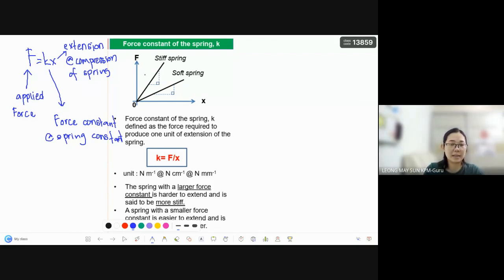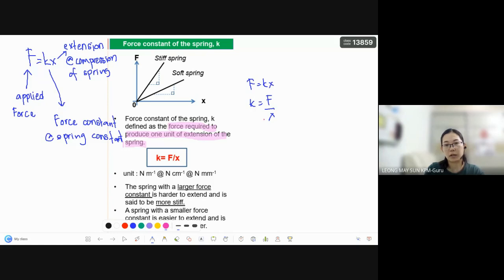So what does this force constant or spring constant mean? Okay, so number one definition, spring constant is the force required to produce 1 unit of extension on the spring. Obviously, this one is obtained by rearranging the formula of F equals kx, K equals F over x. So the definition for force constant or spring constant is the force required to produce a unit length of extension.